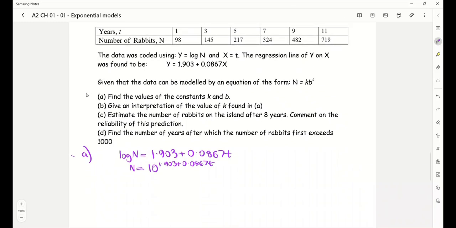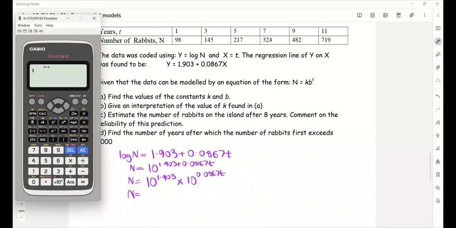Now let's do a little bit of work with this right hand side. I've got 10 and two powers added together, which means I can rewrite it as two separate powers of 10, but multiplied. Using your calculator, calculate what 10 to the power of 1.903 is, and round that to three significant figures. I would have 80.0.